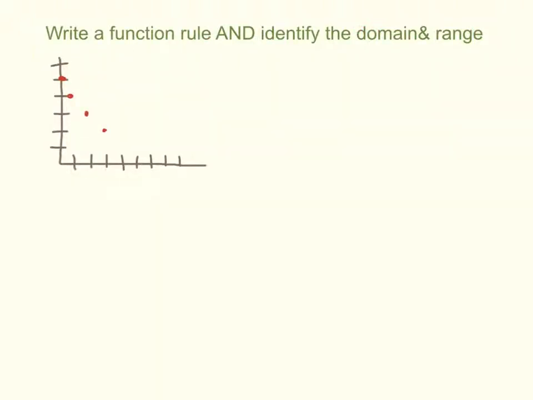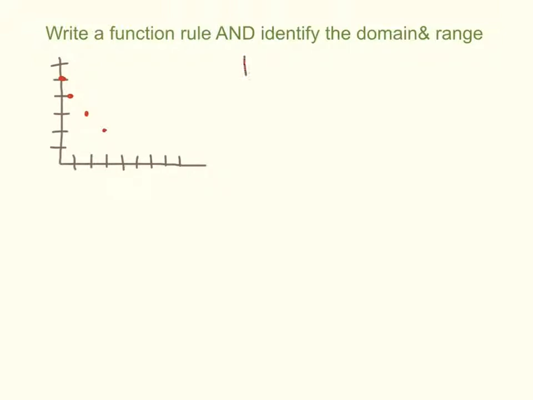The last thing that's in here is going to be a little bit tricky, but it's going to give you a graph, and what it's going to want you to do is write a function rule and identify the domain and range. Again, make sure that you're reading directions, because it's going to ask you to identify these domain and range, and on your test, you don't want to miss that. So we're going to go ahead and take a look.